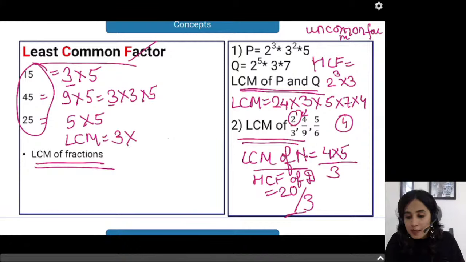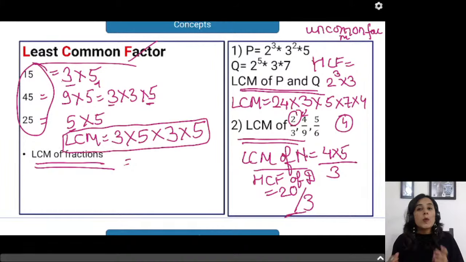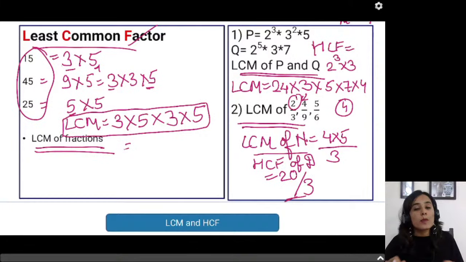I have 5 which is common throughout all the numbers. So I take 5 here. And then I take the uncommon numbers. So uncommon multiples. So I have 3 here and 5 here. And I multiply all of them. So that is how I calculate LCM. There were 2, 3 students who had difficulty in understanding how to calculate LCM. This is how we calculate LCM.